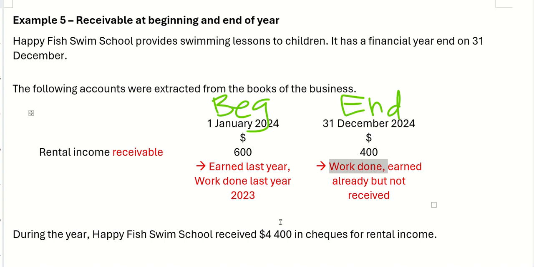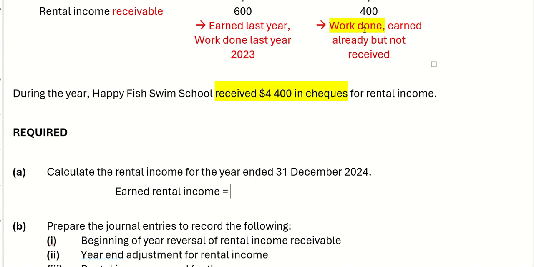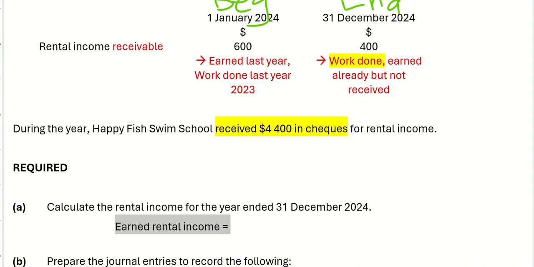Understand? All right. So during the year, the question also says that the school received a $4,400 check for rental income. So required: calculate the rental income for the year ended. So the earned rental income, how do you calculate it? How do you calculate? Let's start. What do we do first? This 600, what are we going to do? Have we earned it yet?